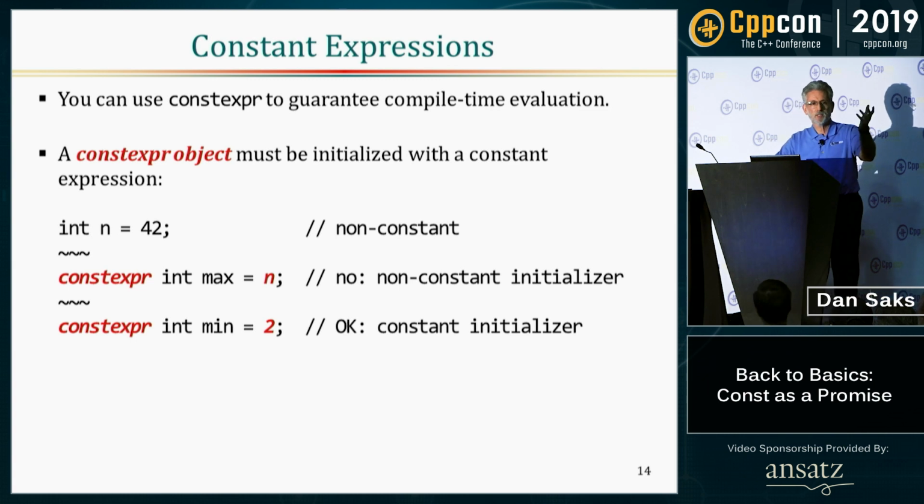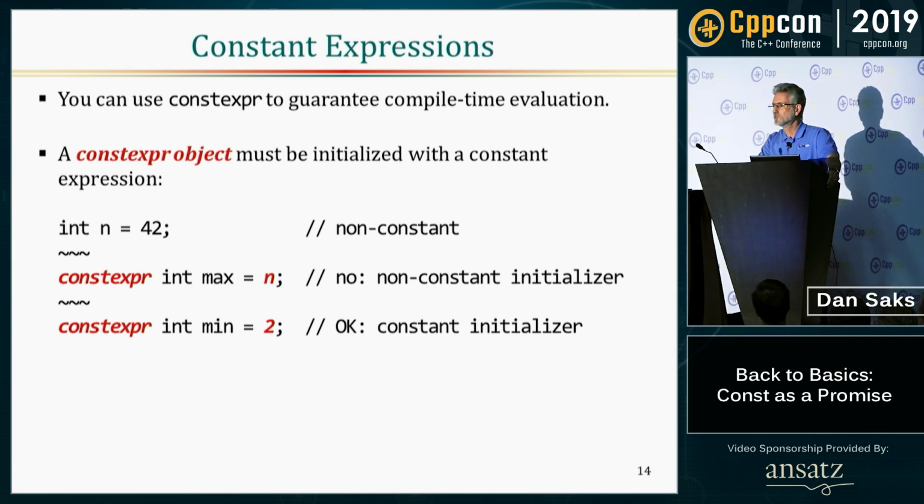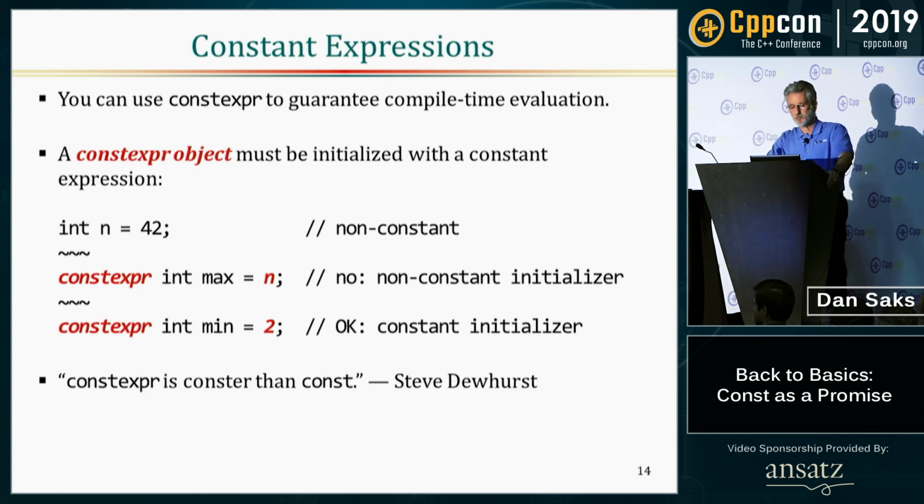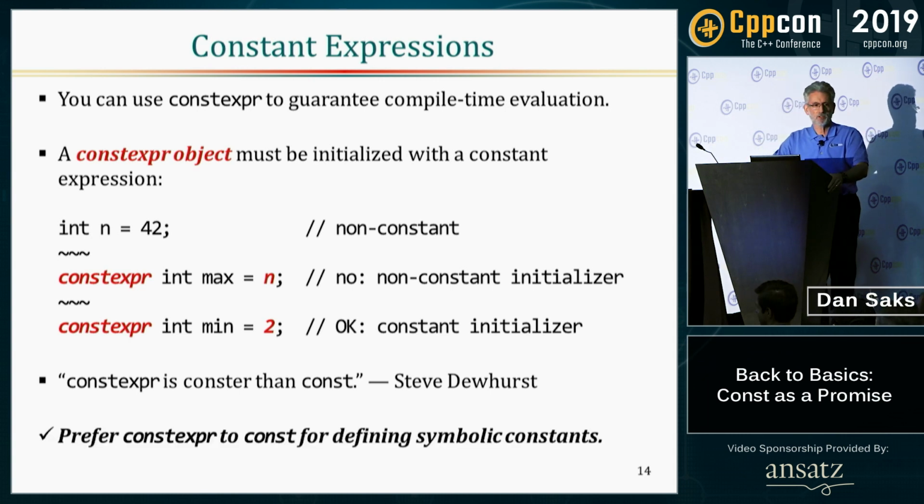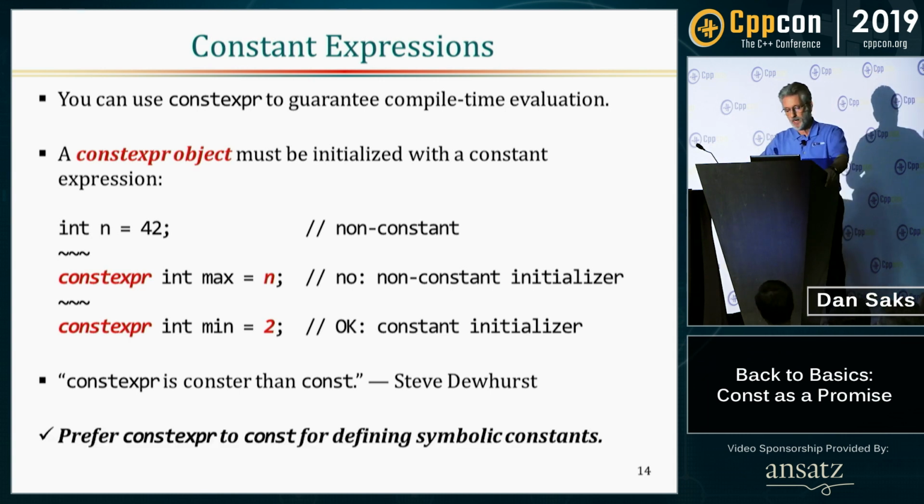So my colleague Steve Dewhurst is around here somewhere, and he introduced me to this nice concept, which is constexpr is conster than const. And so as a general style guide, you should prefer constexpr to const for defining symbolic constants. But having said that, we're going to largely set constexpr aside because its role is not in parameter passing the way we're going to be talking about it very shortly.